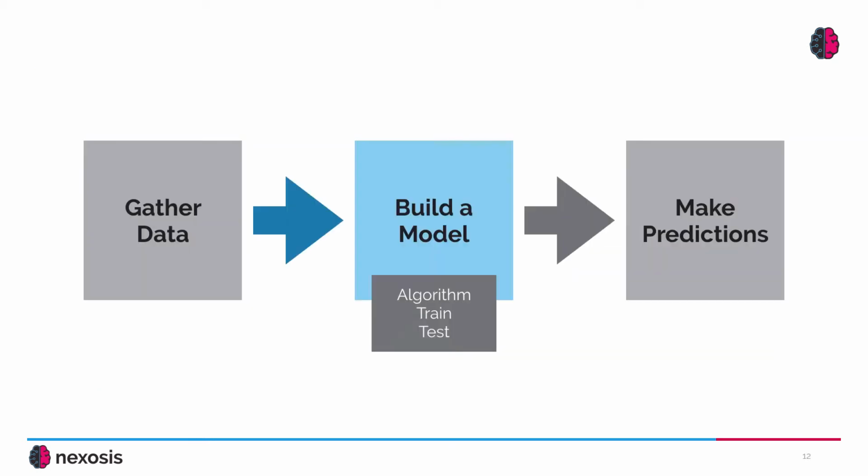So once we've gathered that data and we've encoded it and filled all our gaps using imputation, we can build our model. And the way you build a model is you pick an algorithm, and then you take some of the data to train it and some of the data to test it.